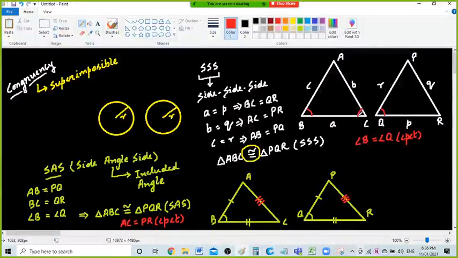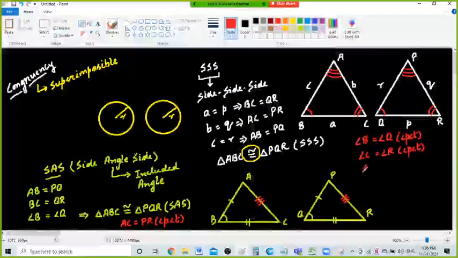Similarly, angle C equals angle R. Why? Because of corresponding parts of congruent triangles. This is CPCT. Similarly, angle A equals angle P. Once again, because of corresponding parts of congruent triangles.